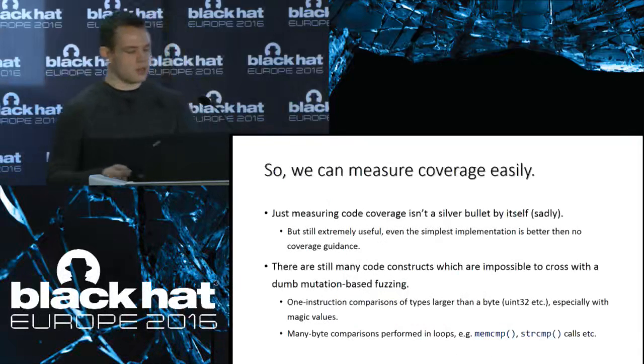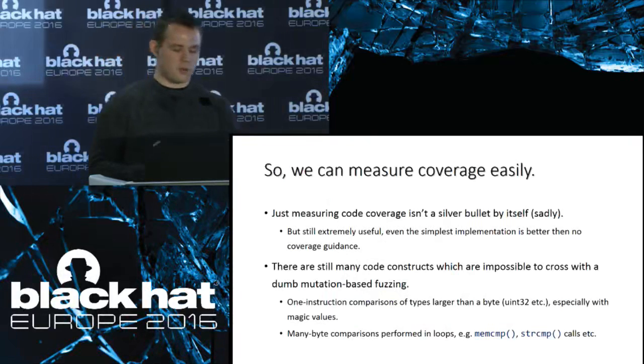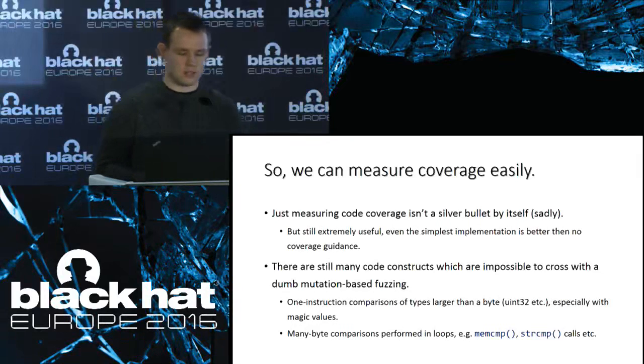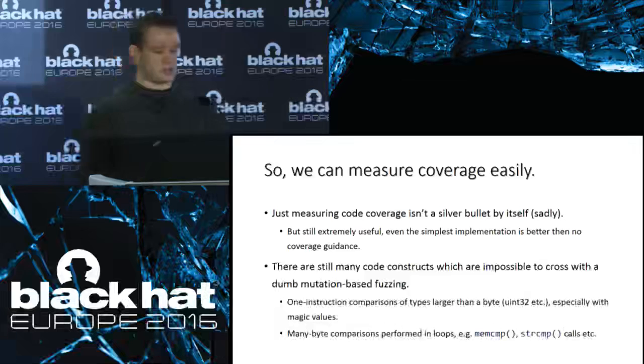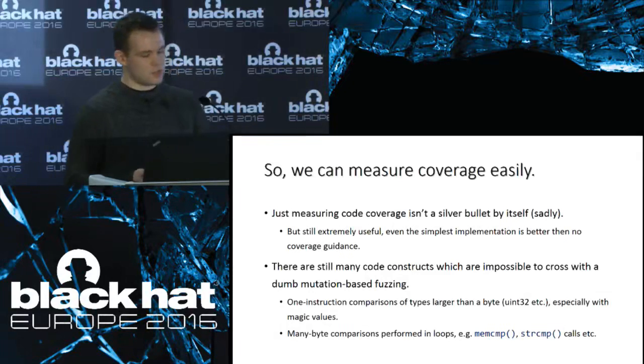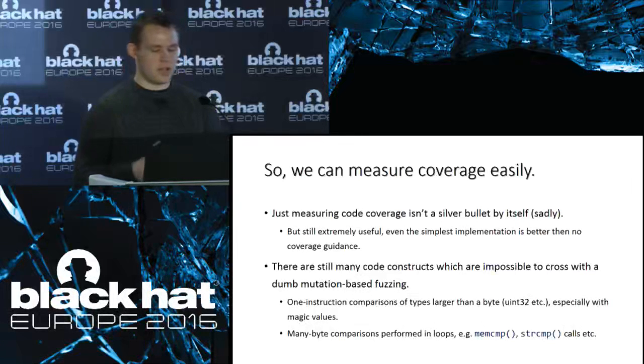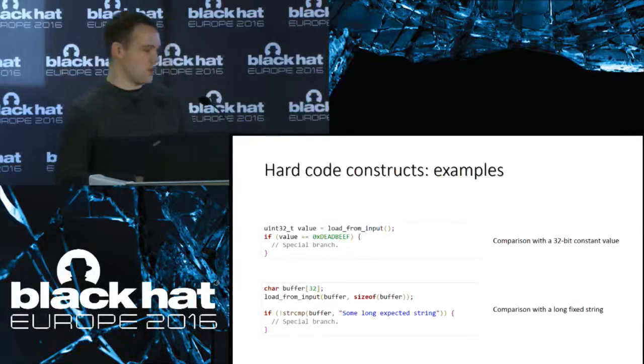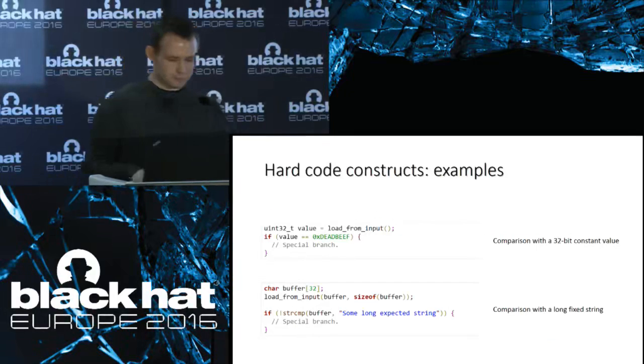So now that we can measure code coverage easily, the question is, what do we do now? First of all, we have to remember that just measuring code coverage by itself is not really a silver bullet. There are still many code constructs which are impossible to cross with just dumb mutation-based fuzzing. Examples of this would be comparisons of types that are larger than a single byte, for example, or comparisons of memory blobs or ASCII strings. You can see those examples here.